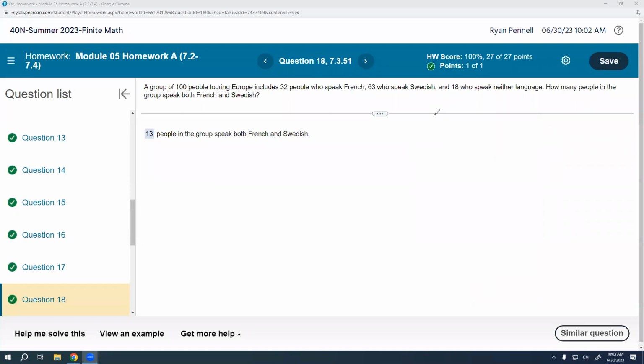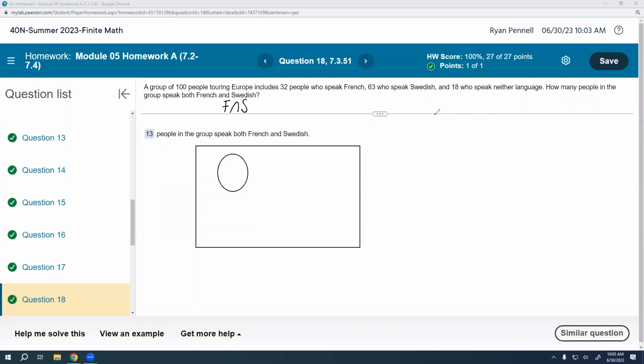A group of 100 people touring Europe includes 32 who speak French, 63 Swedish, and 18 speak neither. How many people in the group speak both French and Swedish? So we're trying to find the intersection. And that's the thing I told you: if you can, you always fill that out first, and that ends up being what we're looking for. So I'm going to draw a Venn diagram because I think it's going to be a little easier to sort my thoughts by drawing this.